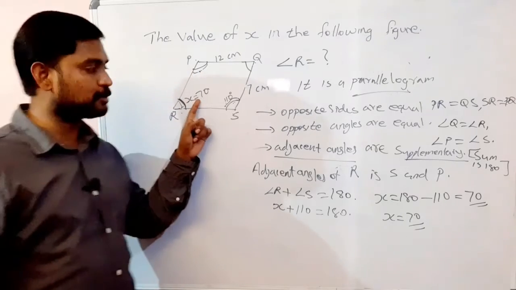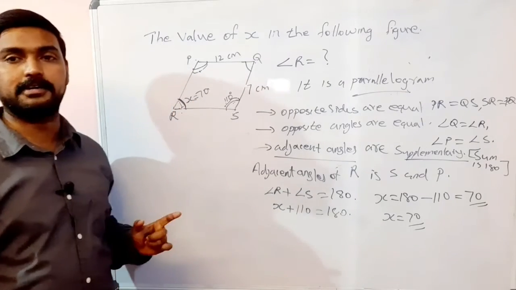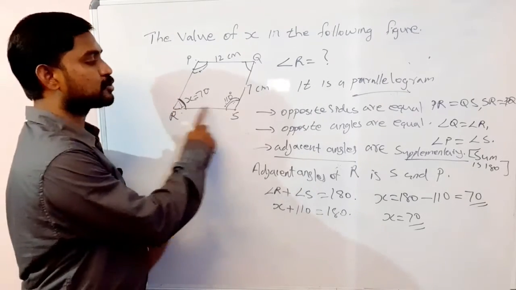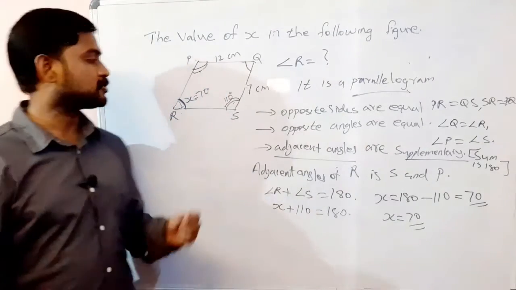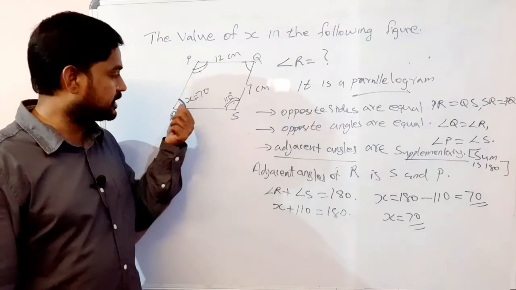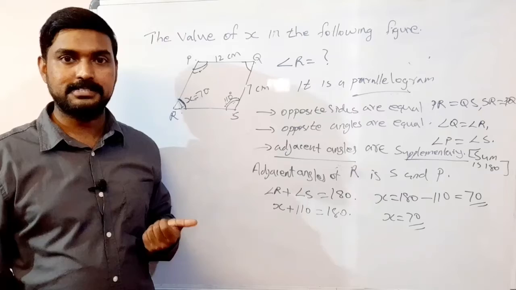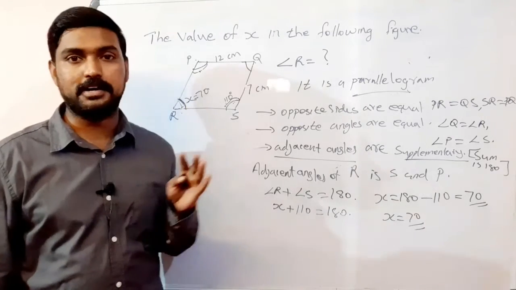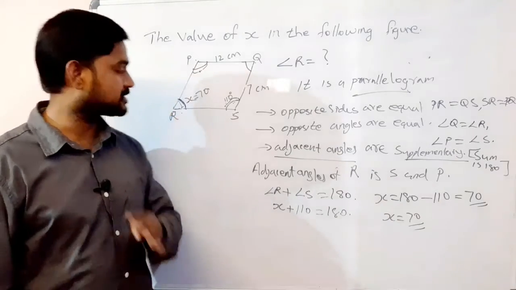Why did we get x is equal to 70? We studied that adjacent angles are supplementary. Adjacent angles are supplementary means the sum of these two angles is 180 degrees. So one angle is 110, so the balance will be here. If it is 70 here, then 70 plus 110 we will get 180. Is it clear? If it is not clear, watch this video 1 or 2 or 3 times. I am sure that it will be clear for you, and learn it today itself.